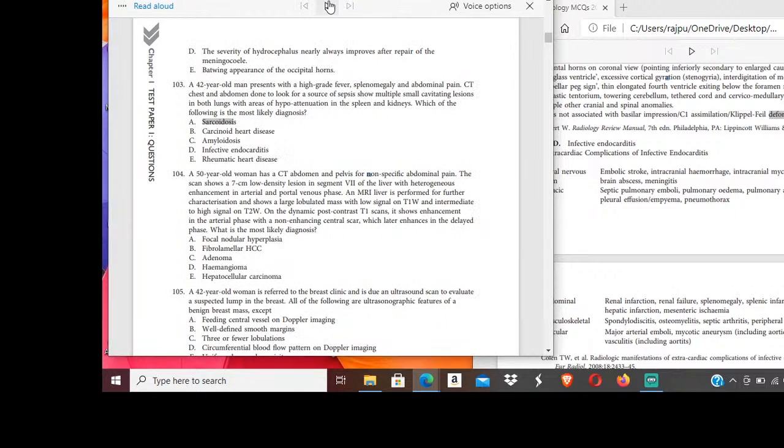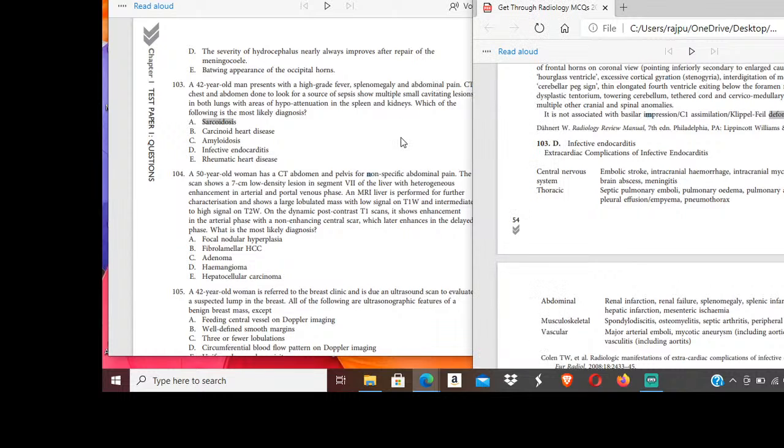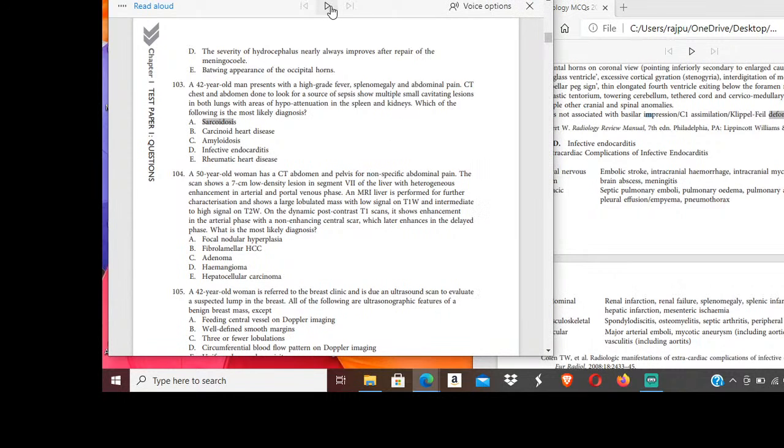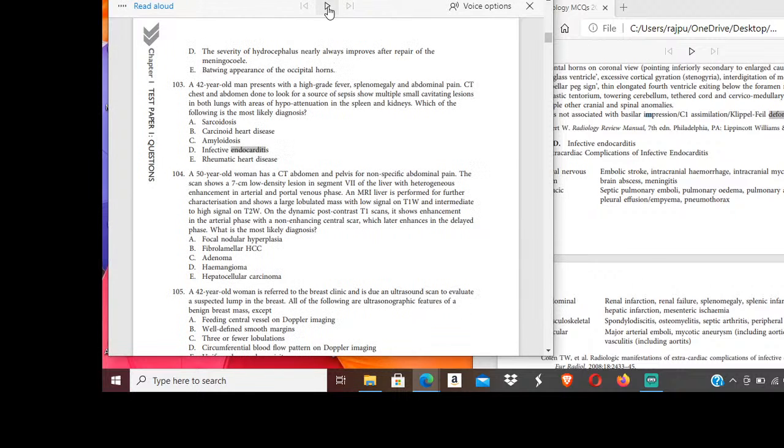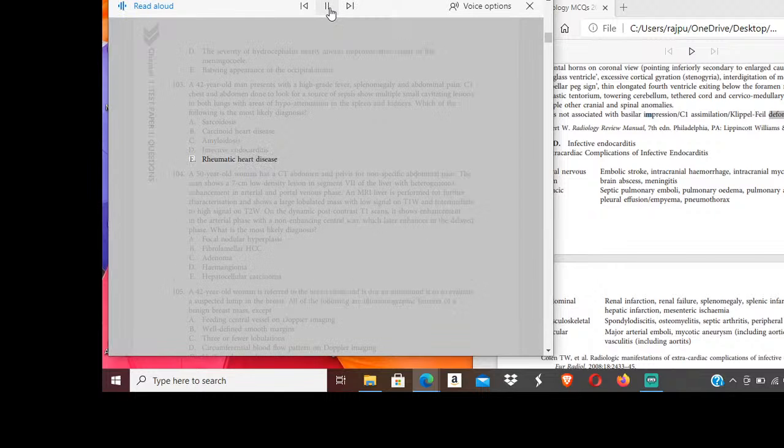A. Sarcoidosis. B. Carcinoid heart disease. C. Amyloidosis. D. Infective endocarditis. E. Rheumatic heart disease.